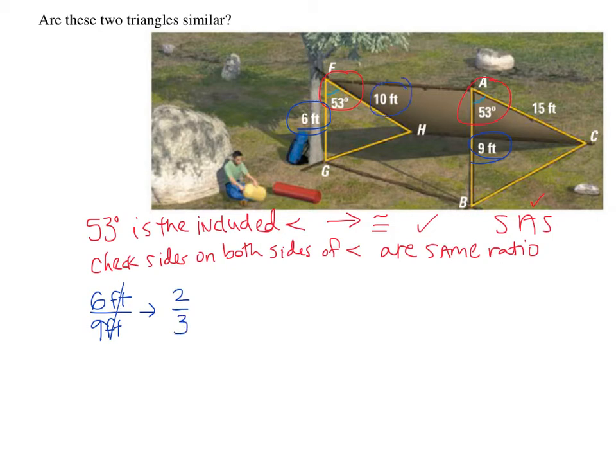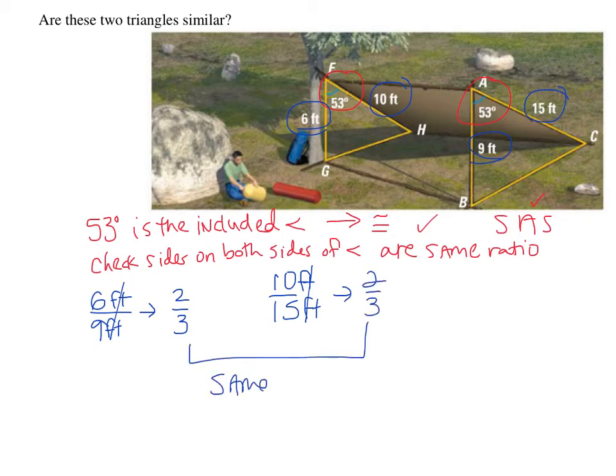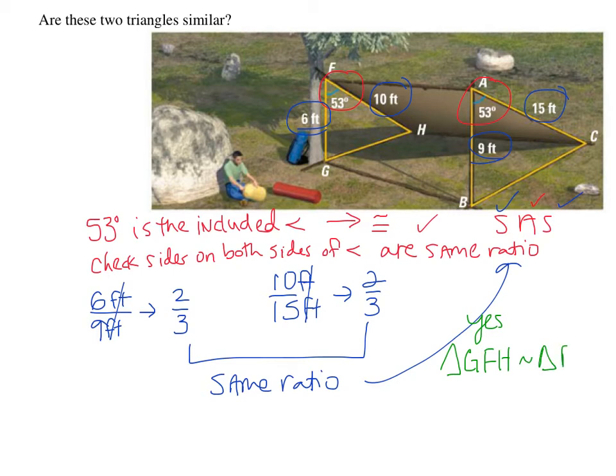Next, I want to check the 10 and 15 the same way. So I need to do 10 over 15 feet for both again. My feet cancel, and my 10 over 15 does reduce to 2 over 3. So if you notice, they are the same ratio. That means up here, I can put a check by both of the S's. So both of these sides surrounding that angle are proportional to each other. So we can say that yes, our triangle GFH, the one on the left, is similar to the triangle BAC, in that same order, by side angle side similarity.